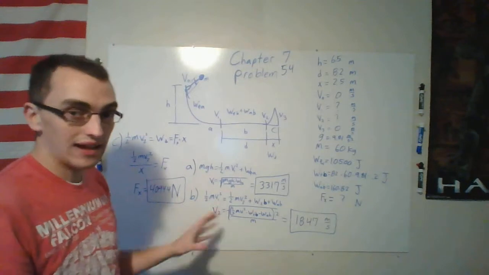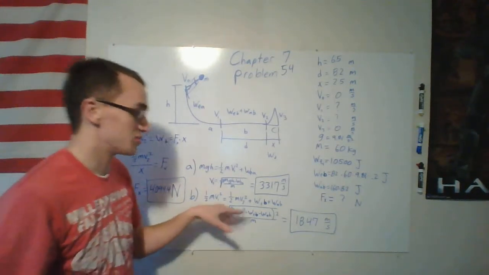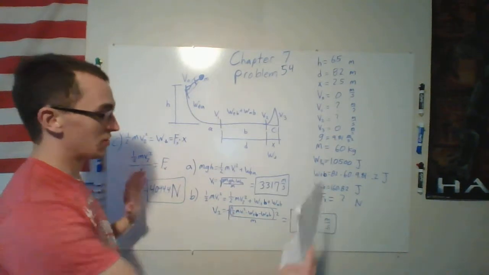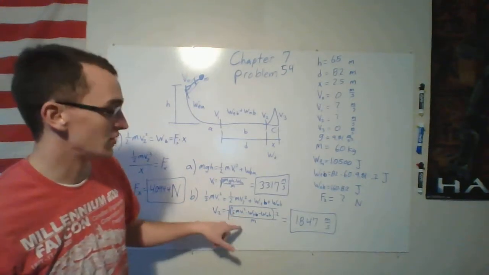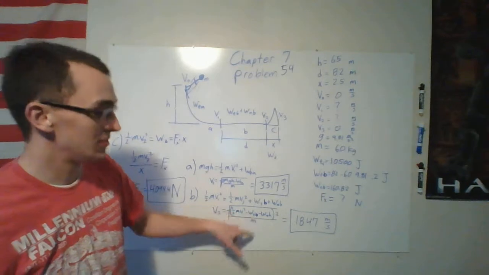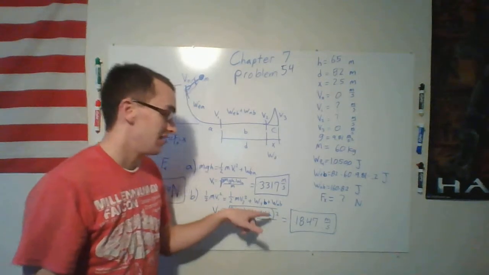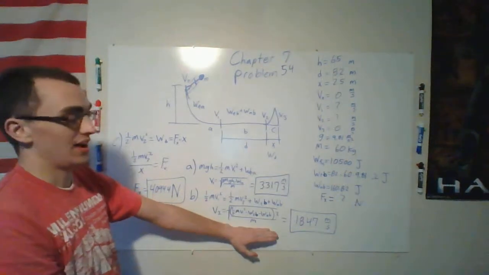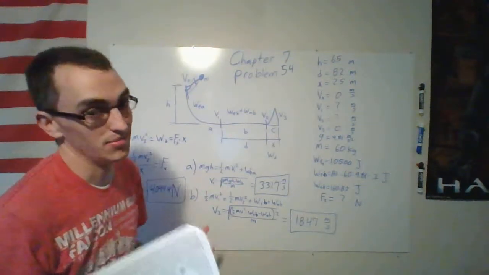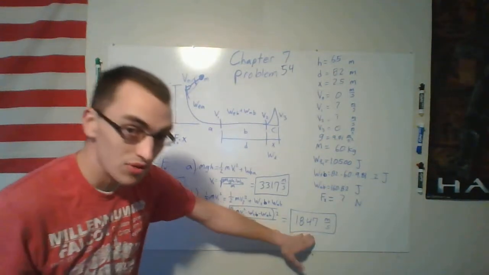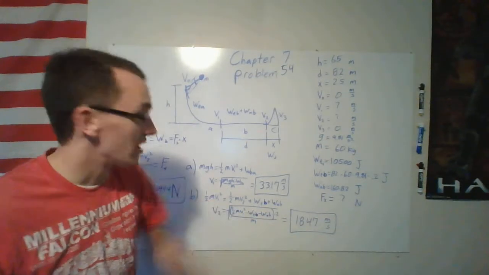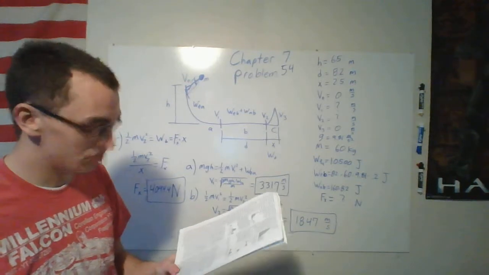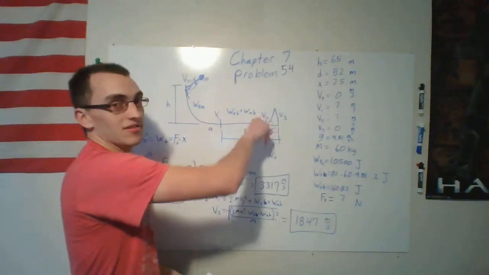So you do some little algebraic solving. V2 is going to equal the square root of 2 times this big quantity of half mv1 squared, minus the work of friction in part B, minus the work of air in part B, close that, divided by the mass. This is algebra. I could have messed up, but I don't think I did. Anyways, you get 18.47 meters per second when you throw that into your calculator. That was easy.